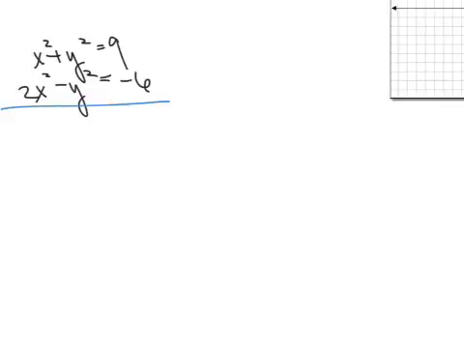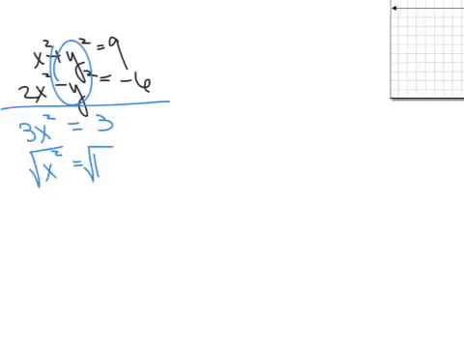Using elimination, we don't have to multiply by anything because these are already the same. So we're going to get 3x squared equals 3. So x squared equals 1. Square root of both sides, we get x equals plus or minus the square root of 1, which is 1. So we get plus or minus 1 for our x values. That means we're going to get a 1 for an x and a negative 1 for an x.